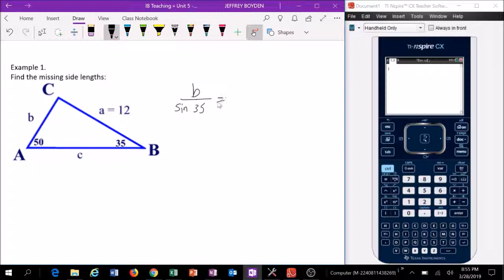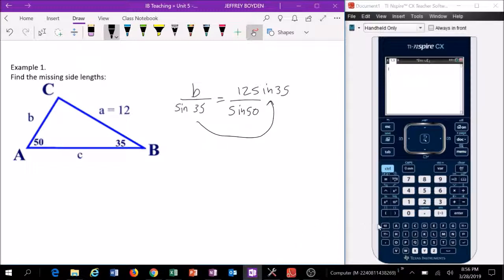35. And that's going to equal, now I've chosen to put a side length on top, and I'm allowed to do that as long as I'm consistent with all the fractions. So now when I go to this second fraction, I have to also put a side length, so I'm going to use 12. And 12 is across from 50, so that's going to be sine of 50. And I want to get b by itself, so all I have to do is multiply up the sine 35 onto this side. And then I'm ready to type this in the calculator.